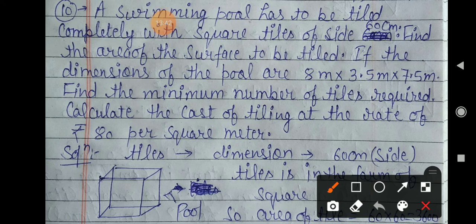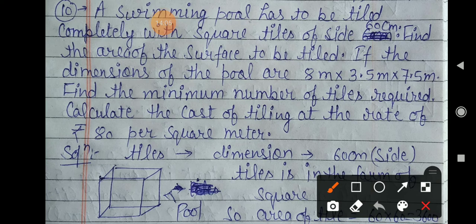Here the per meter square value is given, and then after you have to find the total cost. So three things you have to find in this question, and the dimension is given. So starting this question with the help of reading this question, and then after one by one we have to find all this value.